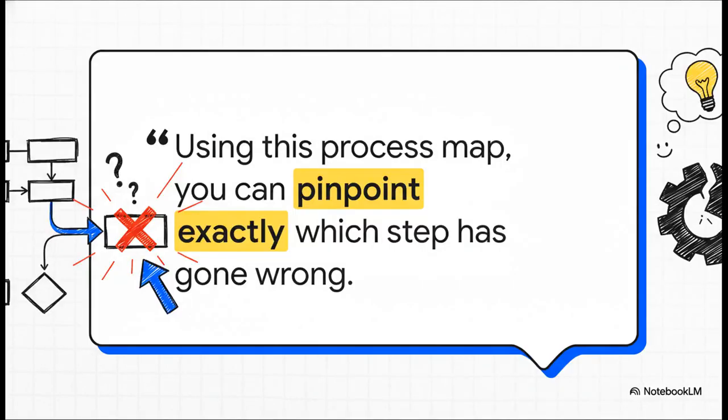And this is where it gets really powerful, especially for problem solving. When a workflow breaks down, you can stop the guessing game. With a good map, you can literally follow the flow and pinpoint the exact spot where things went wrong. It makes troubleshooting so much faster and way more effective.